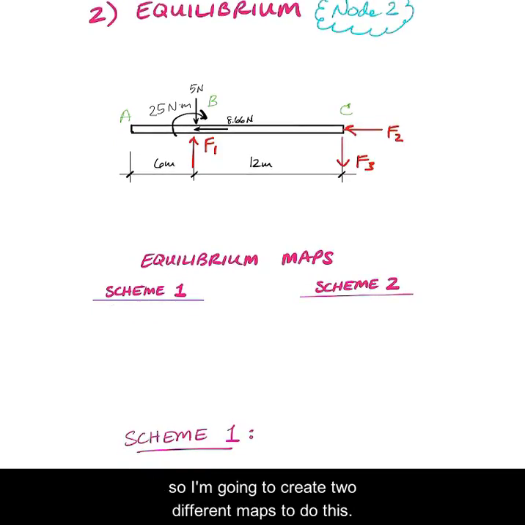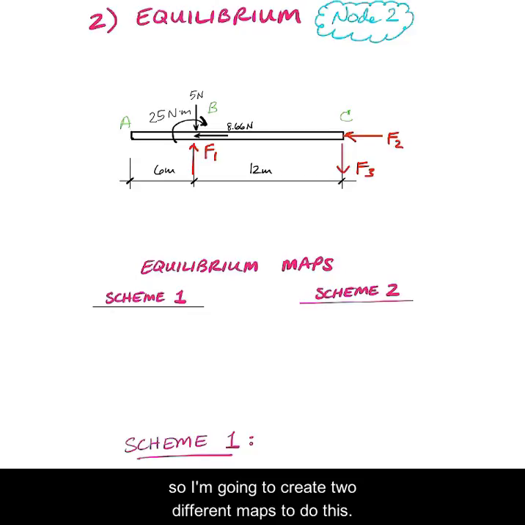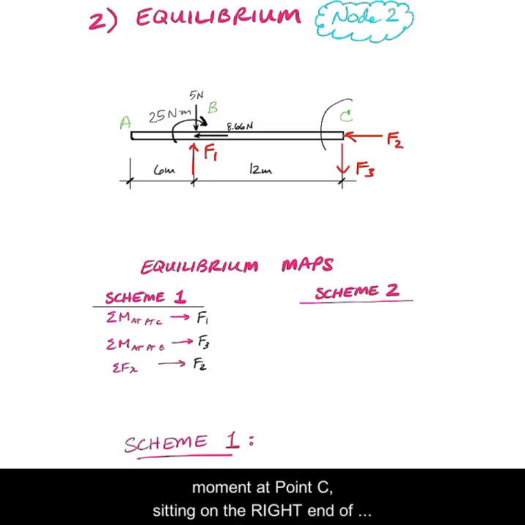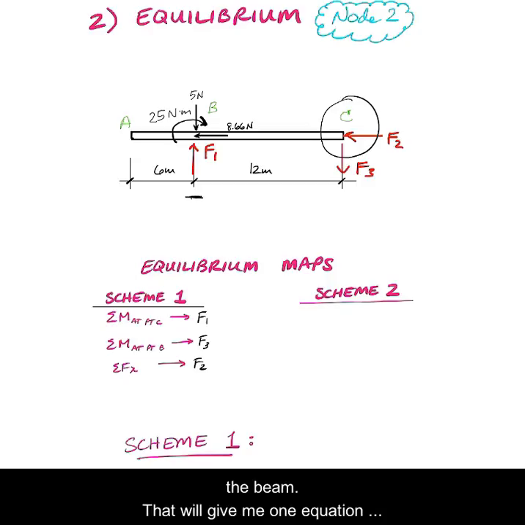So I'm going to create two different maps to do this. We're going to have a little plan as to how we're going to solve for these unknowns. And I'll do this with two different schemes. So the first scheme, we're going to sum a moment at point C, which is sitting on the left end of the beam. Right, that'll give me one equation with just F1 in it.